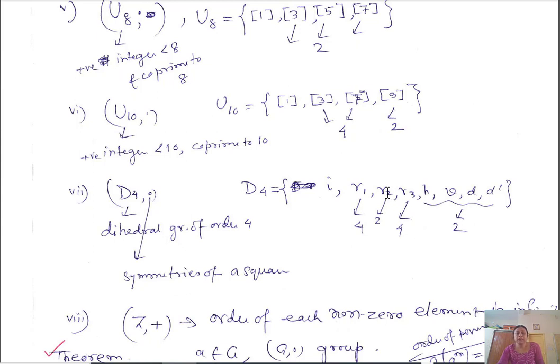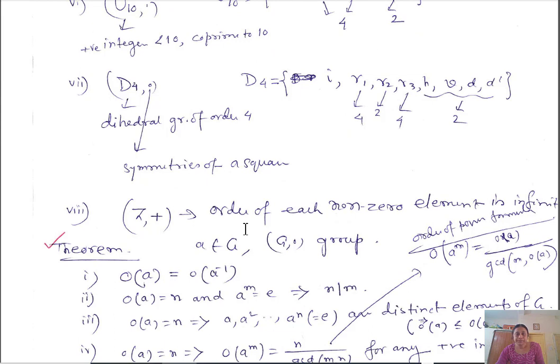Okay, so R2 is self inverse. H, B, D, D prime, those are self inverse. They're order 2, having order 2.